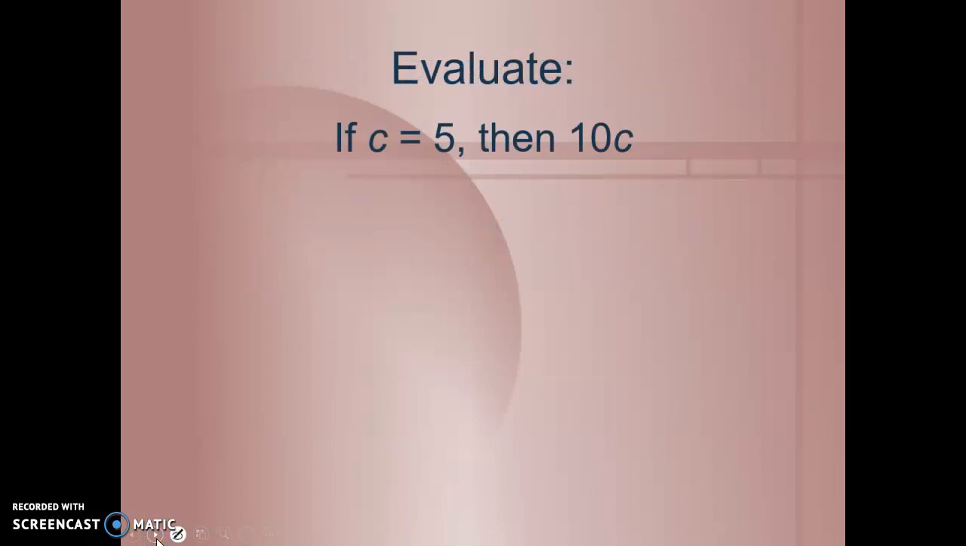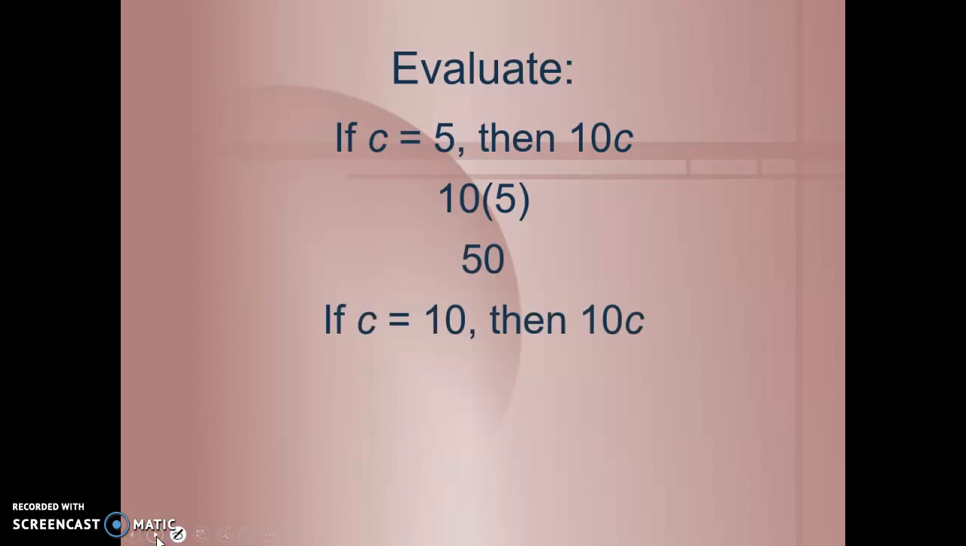Let's do some more evaluation. If C equals 5, then evaluate 10C. Okay, we're going to sub in our 5 wherever there's a C. Notice there are parentheses there. We don't see an operator, no plus, minus, multiplication, or division sign, and we know that the implied operation then is multiplication. 10 times 5 is 50.